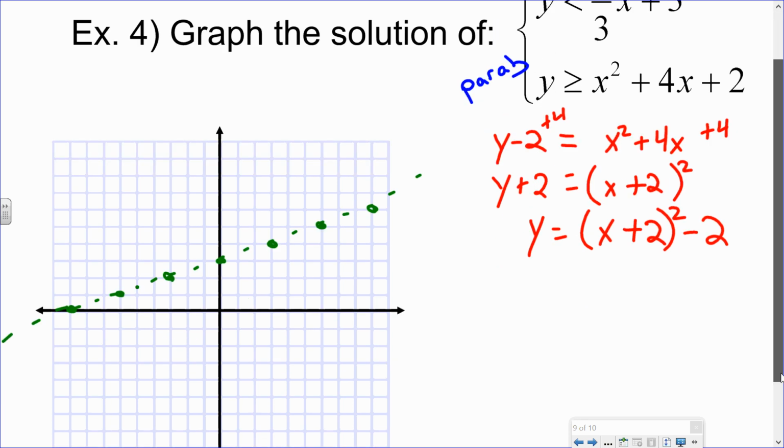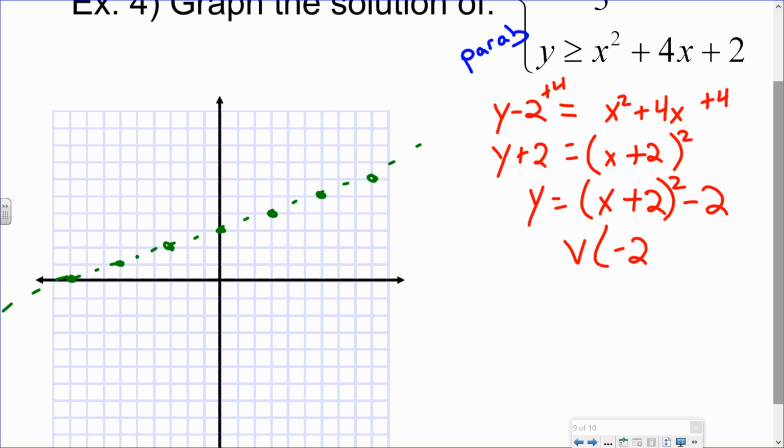What's my vertex? So (-2, -2). So right here. So this has to be my axis. Let's see, y-intercept. If x is 0, where do I want to go back to? If x is 0, y is 2. Did I get that right? And so by symmetry, I'd have this point, and I'd have these points. So my parabola is doing something like this.